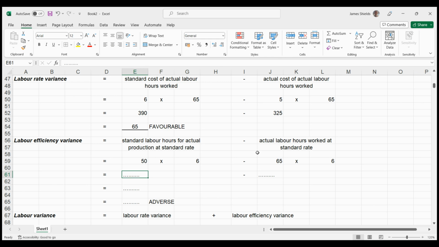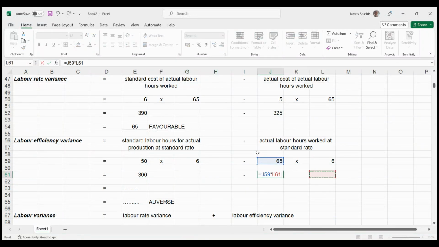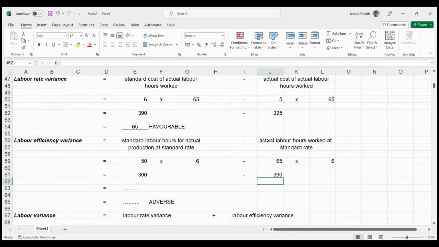50 times 6 gives us 300. And then we've got 65 times 6, which gives us 390. Again, the actual labour hours at the standard rate was greater than the standard labour hours, so we get a difference here of negative 90. Because the actual was greater than the standard, it's going to be adverse. That's going to be £90 adverse.